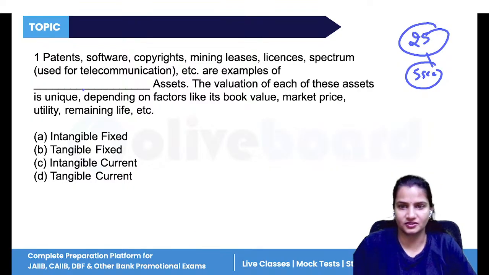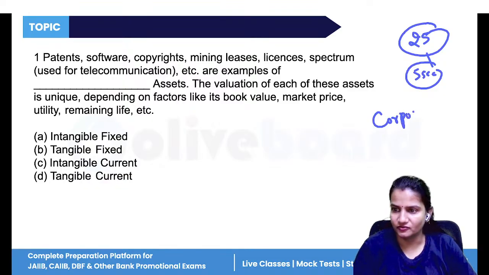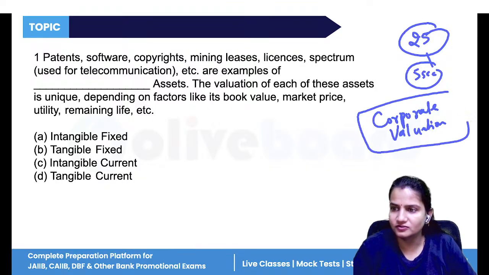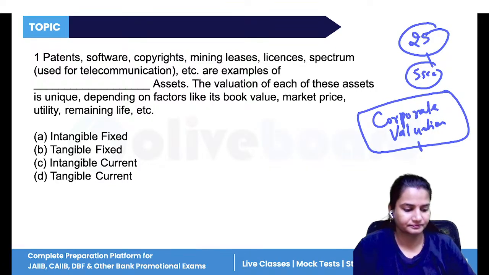Now, first question. The module C is all about your corporate valuation. Whenever we are purchasing or acquiring any company, how we do the valuation of that company, that is all covered in this chapter through the different multiples, through different earnings, through different approaches. We consider all those things for doing the valuation.